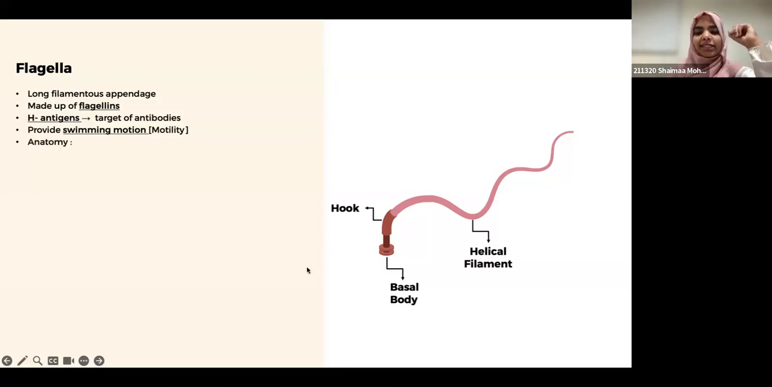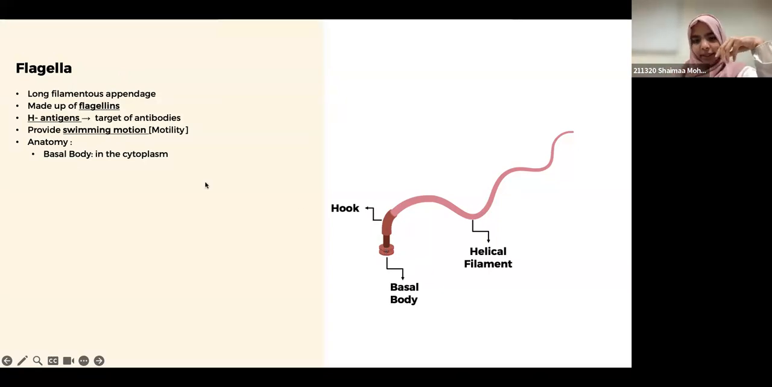And what is the anatomy of a flagella? First, we have a basal body, and this basal body is inside the cytoplasm, and it's basically the rotating disc. This is the part that basically moves, okay? So the basal body moves, and this is needed with the help of ATP. So we need energy, which makes sense. You need energy to move. So the basal body needs ATP to move and rotate, okay?